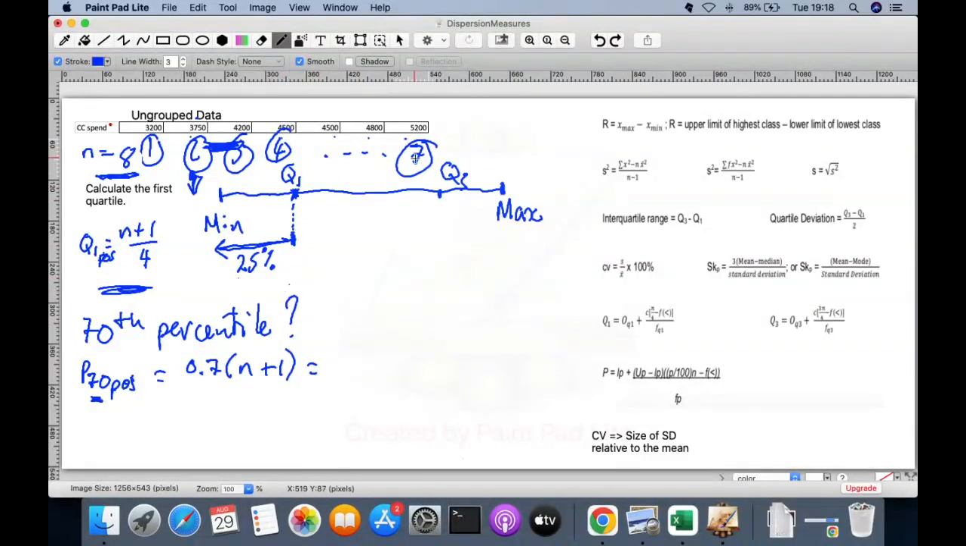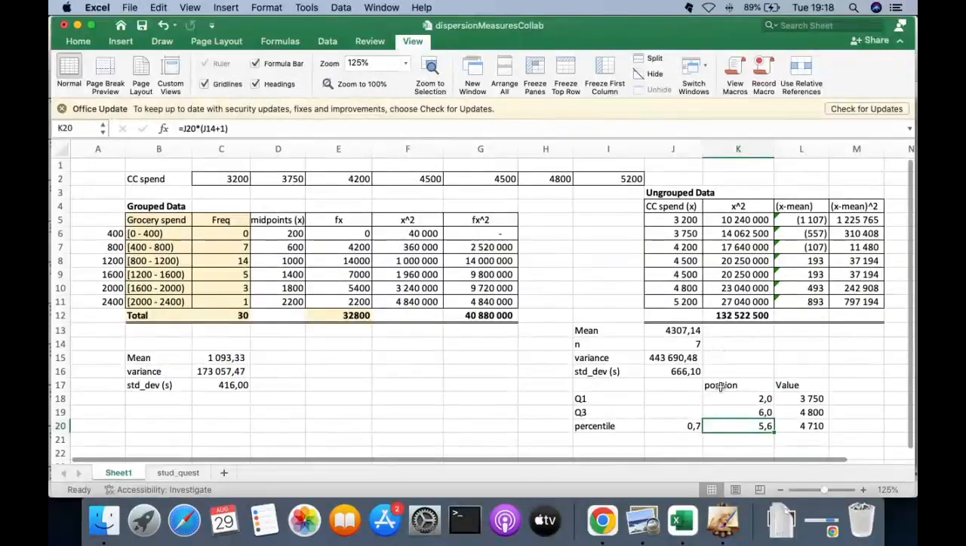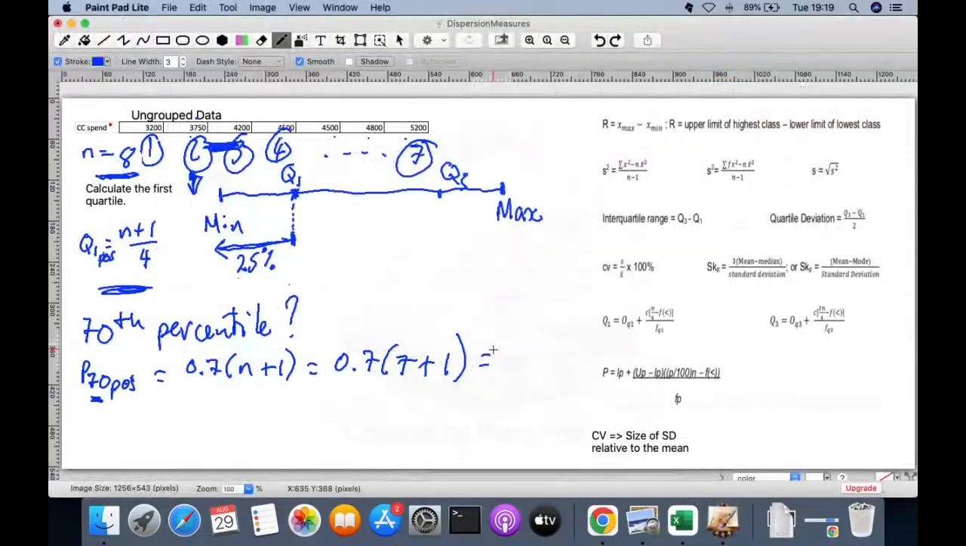In our case, remember our n is 7, so it's 0.7 times 7 plus 1. So that's 0.7 times 8, which is 5.6. Okay, so that's just the position, 5.6.